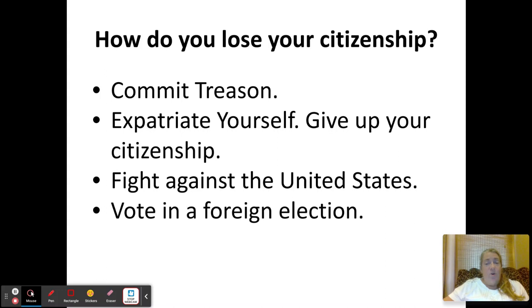If you vote in a foreign election, you lose your citizenship. Okay. So those are four ways that you can lose your United States citizenship.